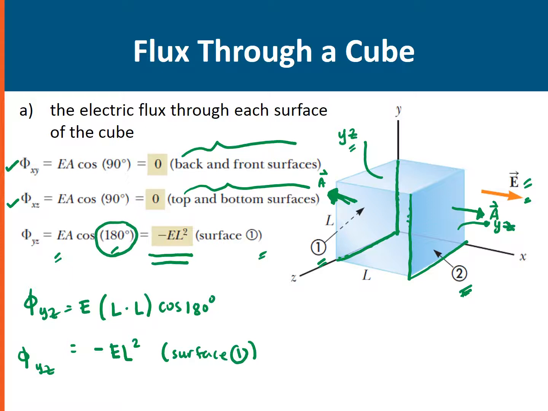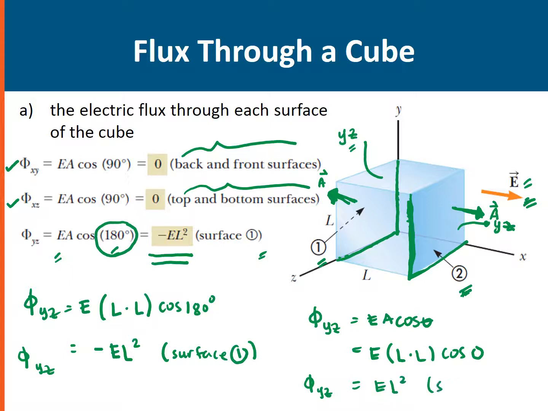If we are going to solve for the flux through surface 2, it's the same equation, EA cosine theta. Our electric field is just E, and since our surface is a square, the area is L times L, cosine. This time, since the area vector points in the same direction as the electric field, the angle is 0, and therefore the electric flux through surface 2 is just EL squared.